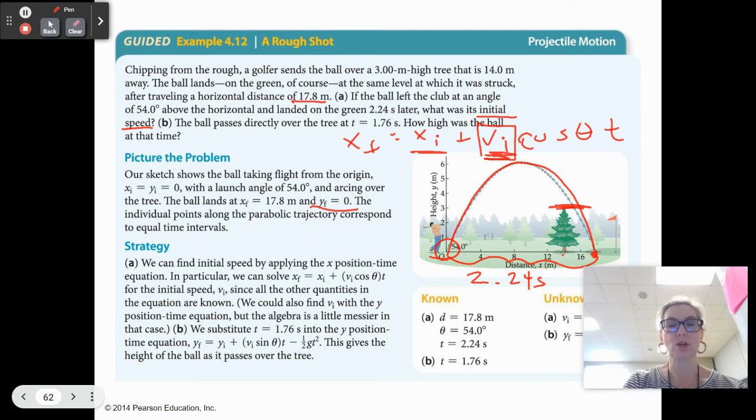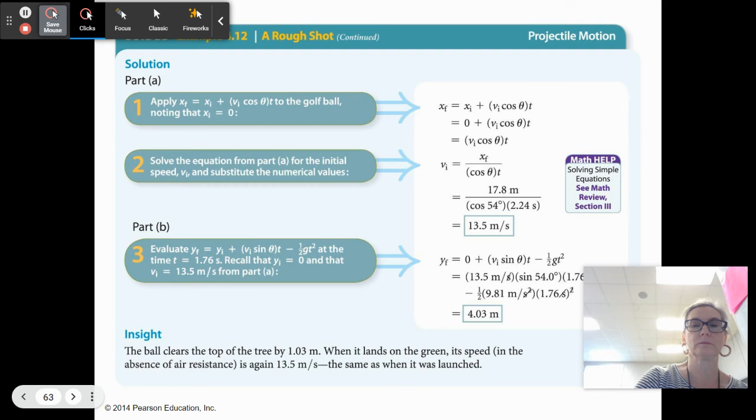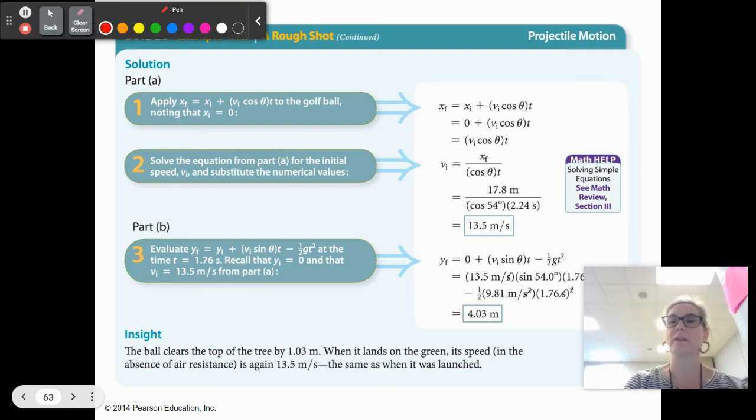Okay, so I'm going to use the equation for YF. My initial Y is 0. My VI I found in part A, and my G and my T are constants, and I'm given those. So I can easily plug in there and find the final y position, which would be where the ball is at that particular time. Okay, so then they plugged all that in. You can see them doing the algebra there.